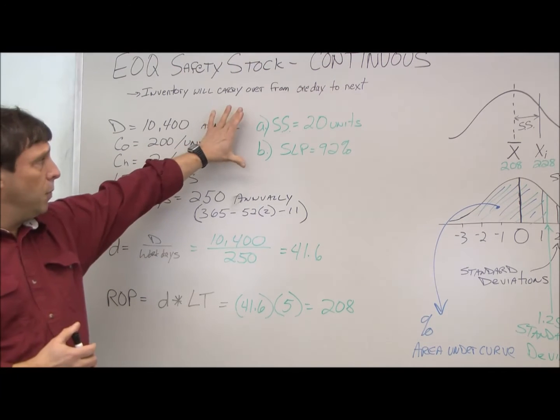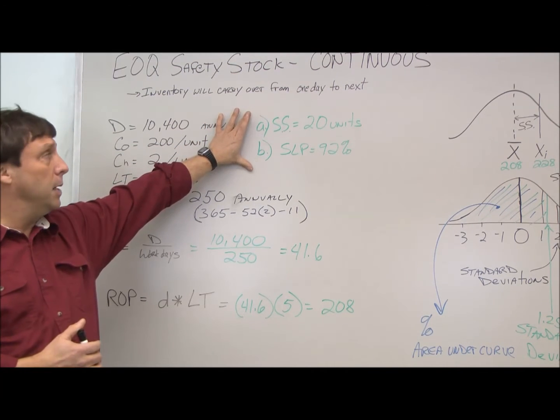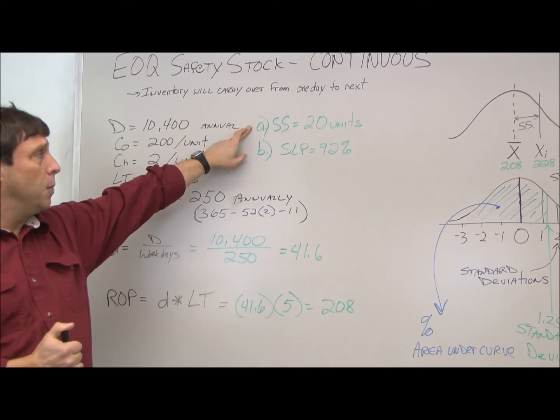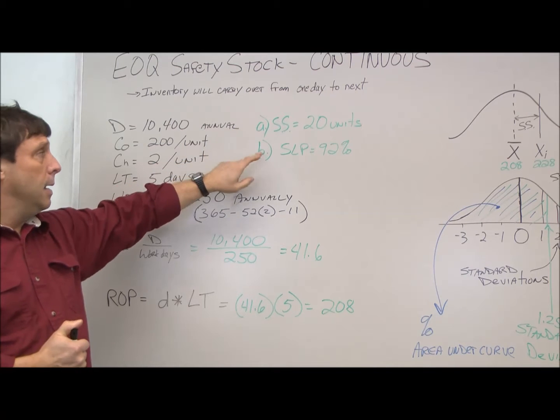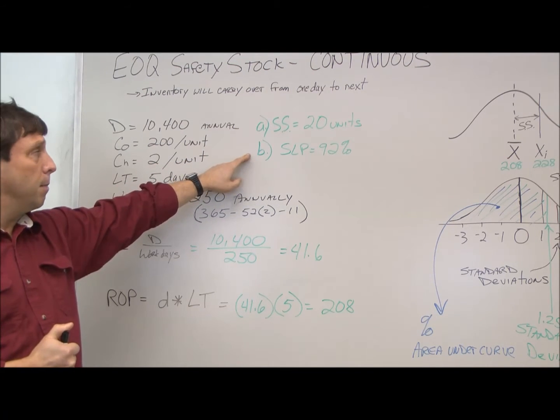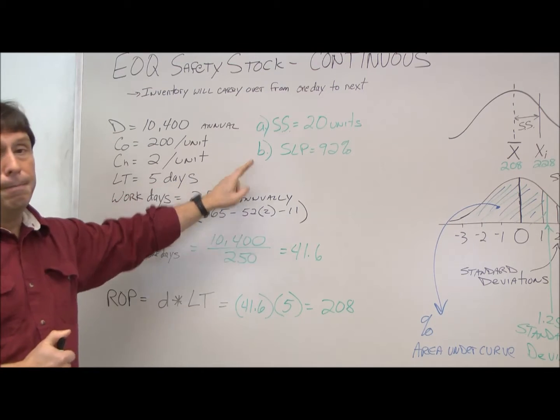For this question, we're given two other pieces of information: that Mr. Jaggers wants to keep a safety stock at 20 units for problem A, and our service level policy is 92% for part B of the problem.